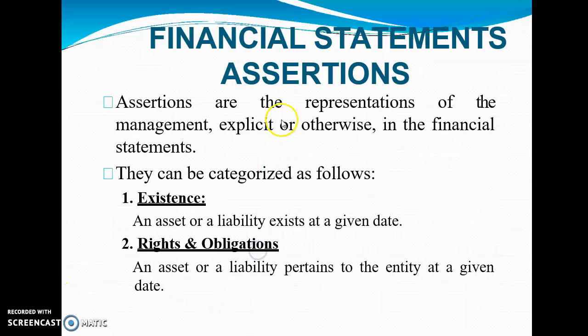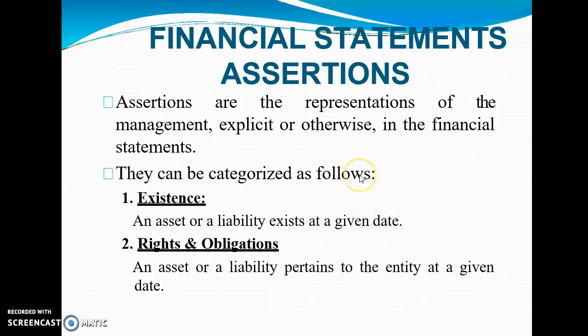Okay, then financial statement assertions. What are financial statement assertions? Assertions are the representations of the management, explicit or otherwise, in the financial statement. So they can be categorized as follows, which are existence. What does it mean by existence? Existence is where an asset or liability exists at a given date.